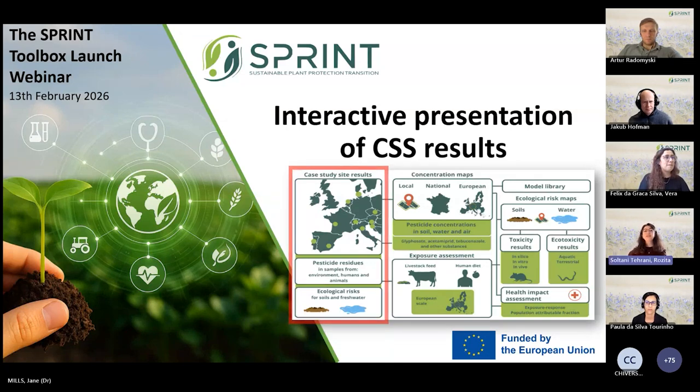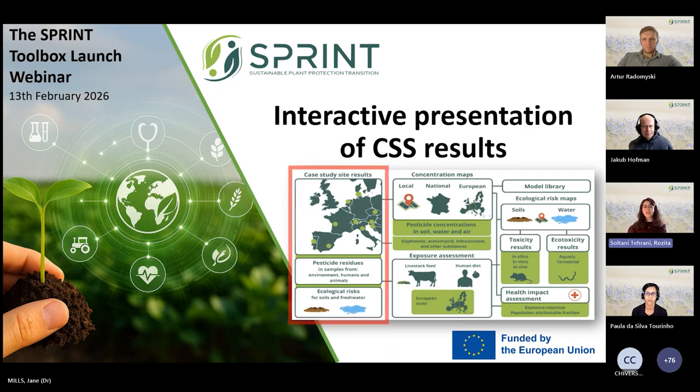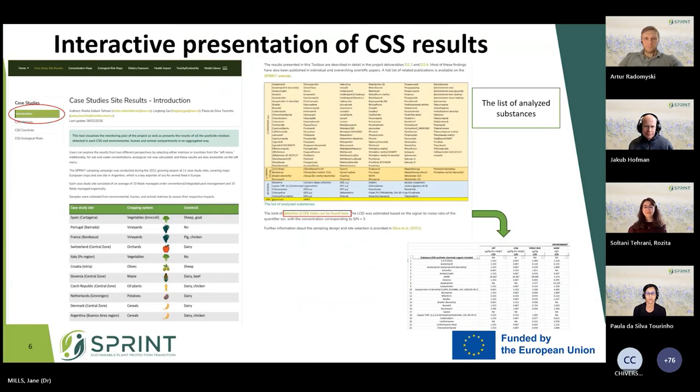Good afternoon, everyone. Today I will briefly introduce the case study sites result tools, focusing on how users can explore and navigate the data. Next slide, please. The case study site results tool presents the main results of the SPRINT monitoring campaign. It shows where pesticides were found across the case study sites and what the potential ecological risk is in the soil and water. The tool is based on the data collected during the large SPRINT monitoring campaign in 2021. In total, more than 200 pesticides were analyzed across environmental, human, and animal matrices.